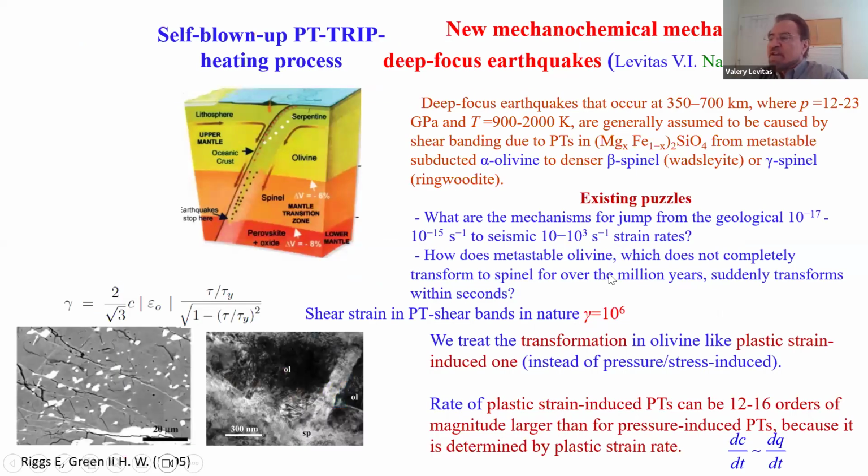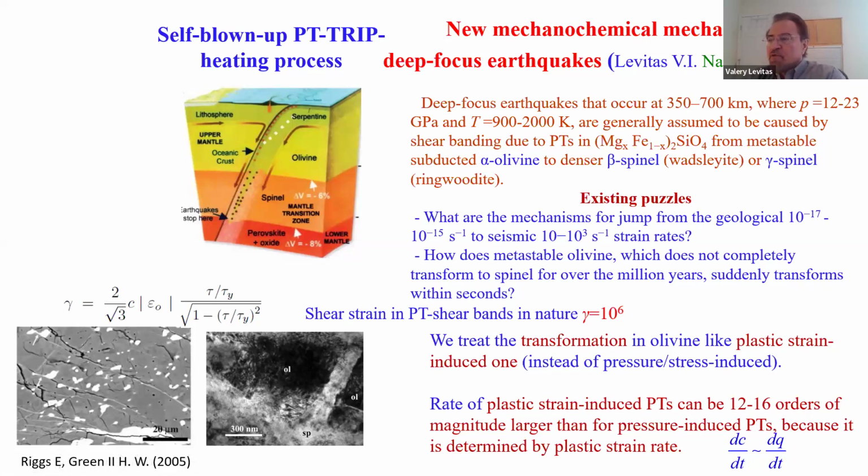Okay, next topic is new mechanical mechanism of deep focus earthquake. They occur at 350 to 700 kilometers in such pressure and temperature range, and are generally assumed to be caused by shear banding due to phase transformation from metastable subducted olivine to spinel. But there are many puzzles, and two of them are: what are the mechanisms for jump from geological to seismic strain rates, which is 18 orders of magnitude? And also, how does metastable olivine, which does not transform for over a million years, suddenly transform within seconds?